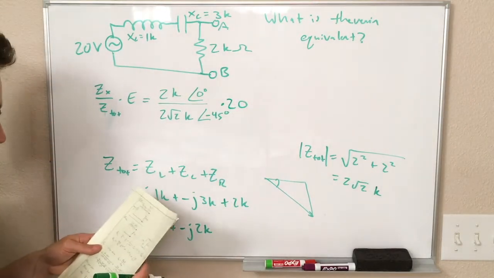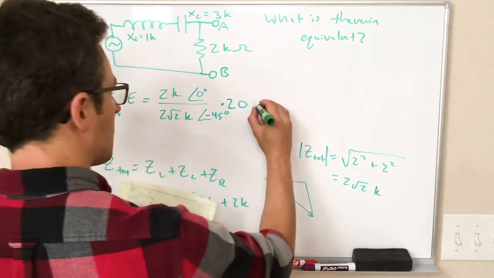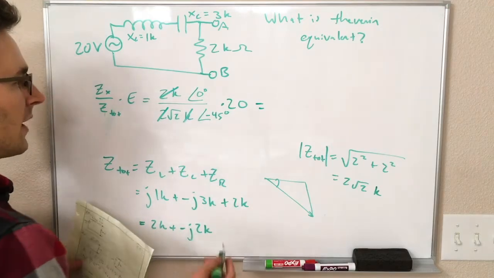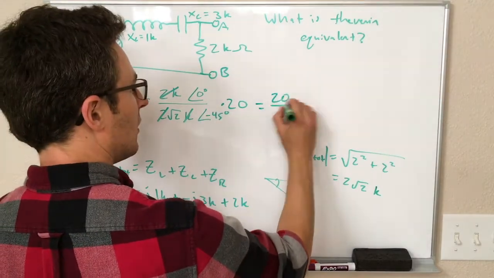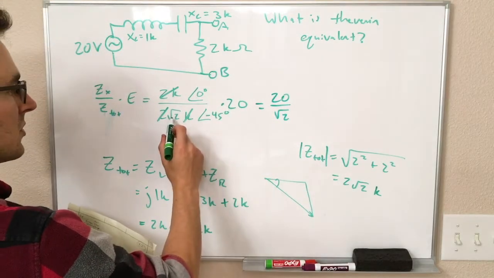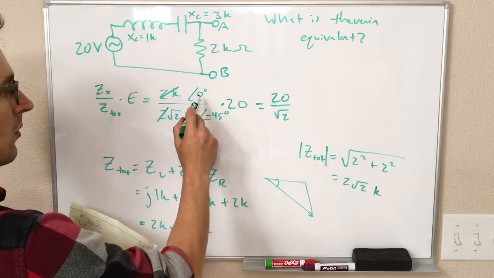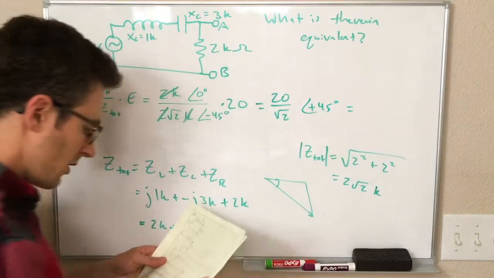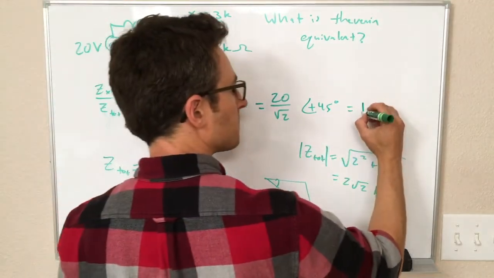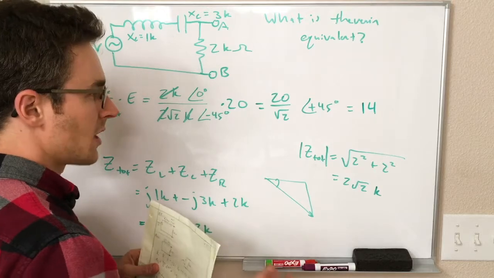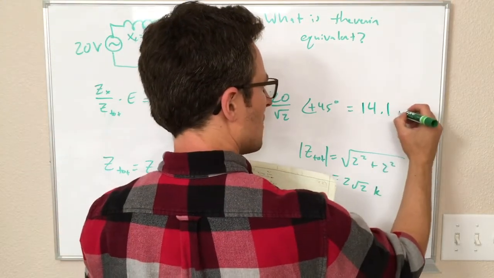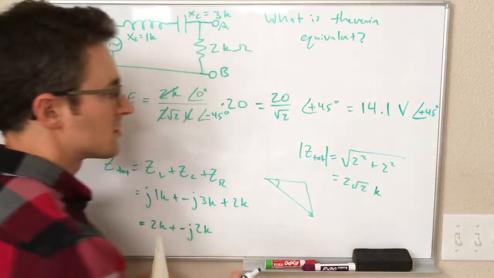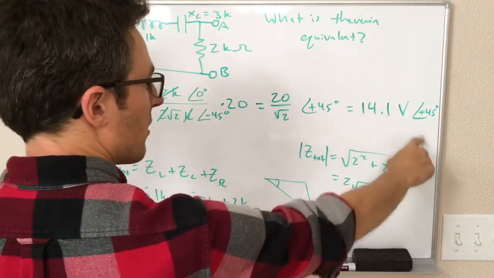So dividing this all out, the 2k here cancels and 2k here cancels. Trust me, we can do that. And we end up with 20 divided by root 2, at an angle of 0 minus 45, which is plus 45 degrees. So 20 over the square root of 2 is 14.1, or it's the square root of 2 times 10, if that helps. So this is 14.1 volts at an angle of plus 45 degrees, and that's it. This is our Thevenin voltage.